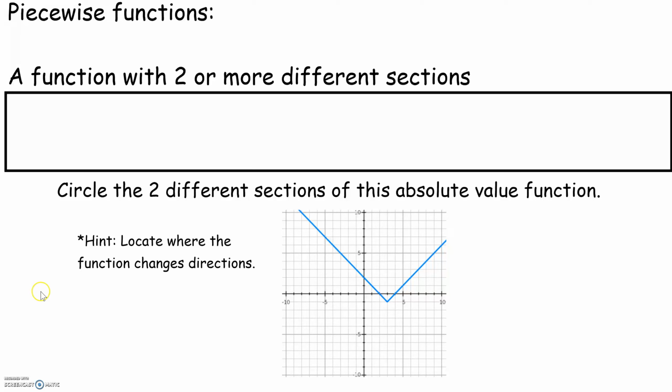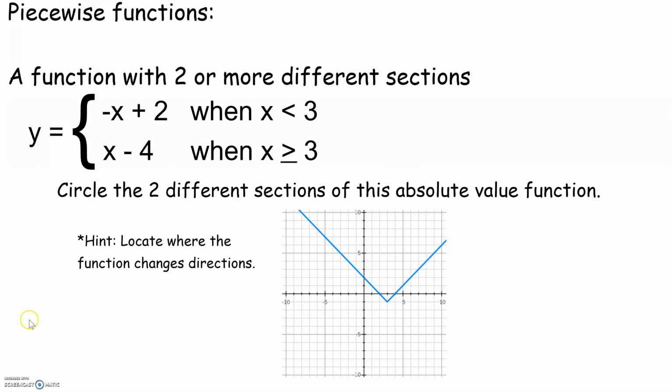A piecewise function is a function with two or more different sections of the graph. So we remember this is what a piecewise function looks like, where we follow this equation when x is less than 3, and we follow this equation when x is greater than or equal to 3.